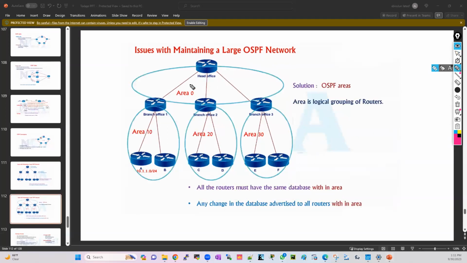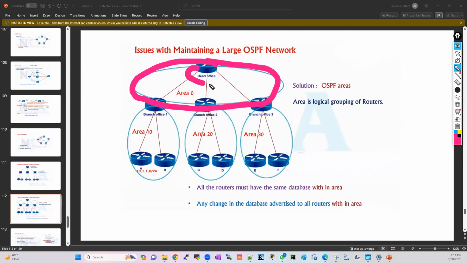Okay. Issue with maintaining large network. Okay, this is an example to showcase how OSPF is being designed. If you look at it, like I was saying before, this is our OSPF area 0, which is the head office. We can see that the other ones are connected to it. They did not connect to each other. So area 0 is the backbone.